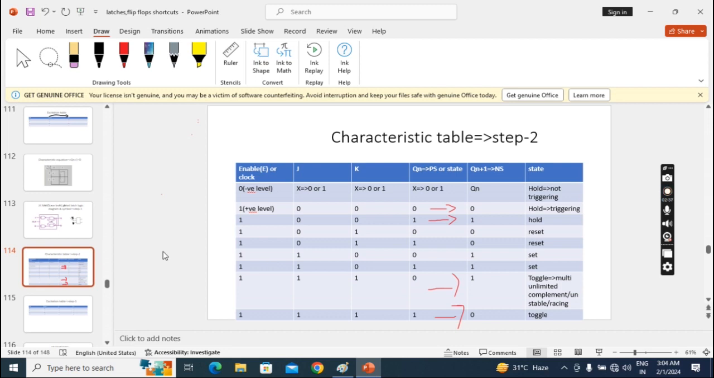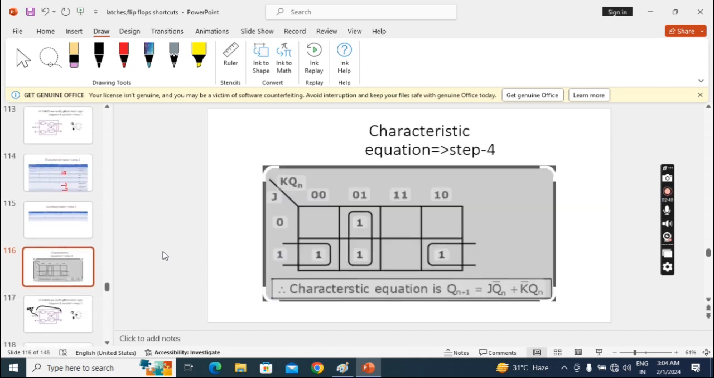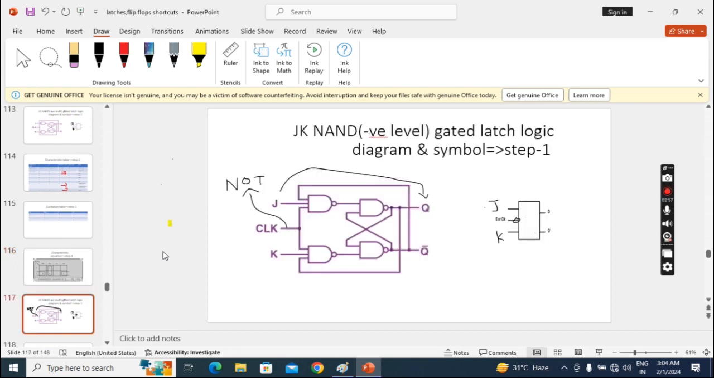Next, the excitation table. You know how to do this from the characteristic table; I explained in previous lectures. This is the characteristic equation. You know how to do it also. I explained previously. Now coming to the negative level JK latch, with an AND latch part. So here a NOT gate will come and here a bubble will come, that you know. Here once observe, with an AND latch part we always write Q straight to the K, that you have to remember.